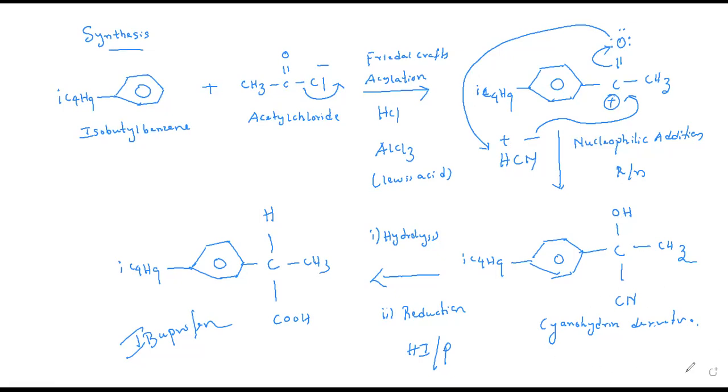This is the cyanohydrin derivative. This cyanohydrin derivative is initially subjected to the hydrolysis process, where the cyanides will be converted into carboxylic acids, followed by the same cyanohydrin derivative being subjected to the reduction process. So oxygen can be removed, hydrogen will be left over here, and the resulting structure is nothing but ibuprofen, which is a non-steroidal anti-inflammatory drug that has antipyretic, anti-inflammatory, and analgesic activities. So this is about the synthesis of ibuprofen from isobutyl benzene.